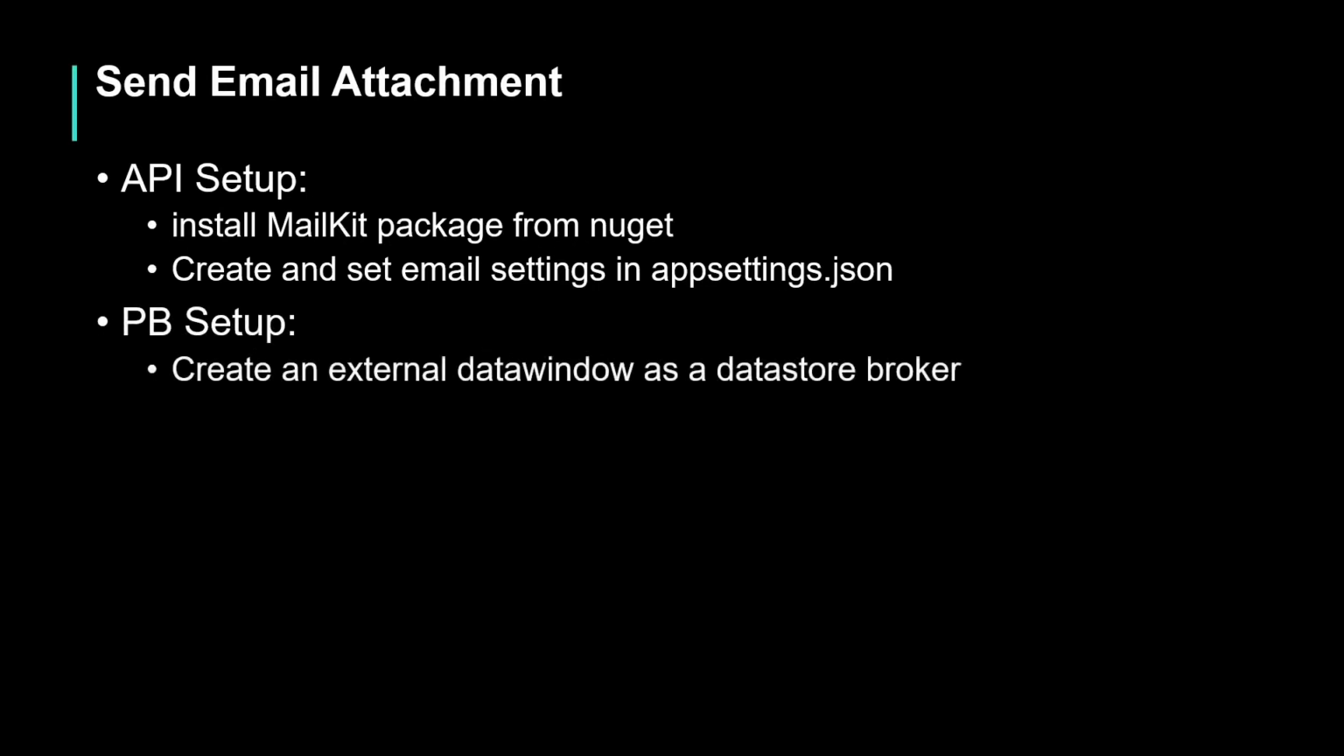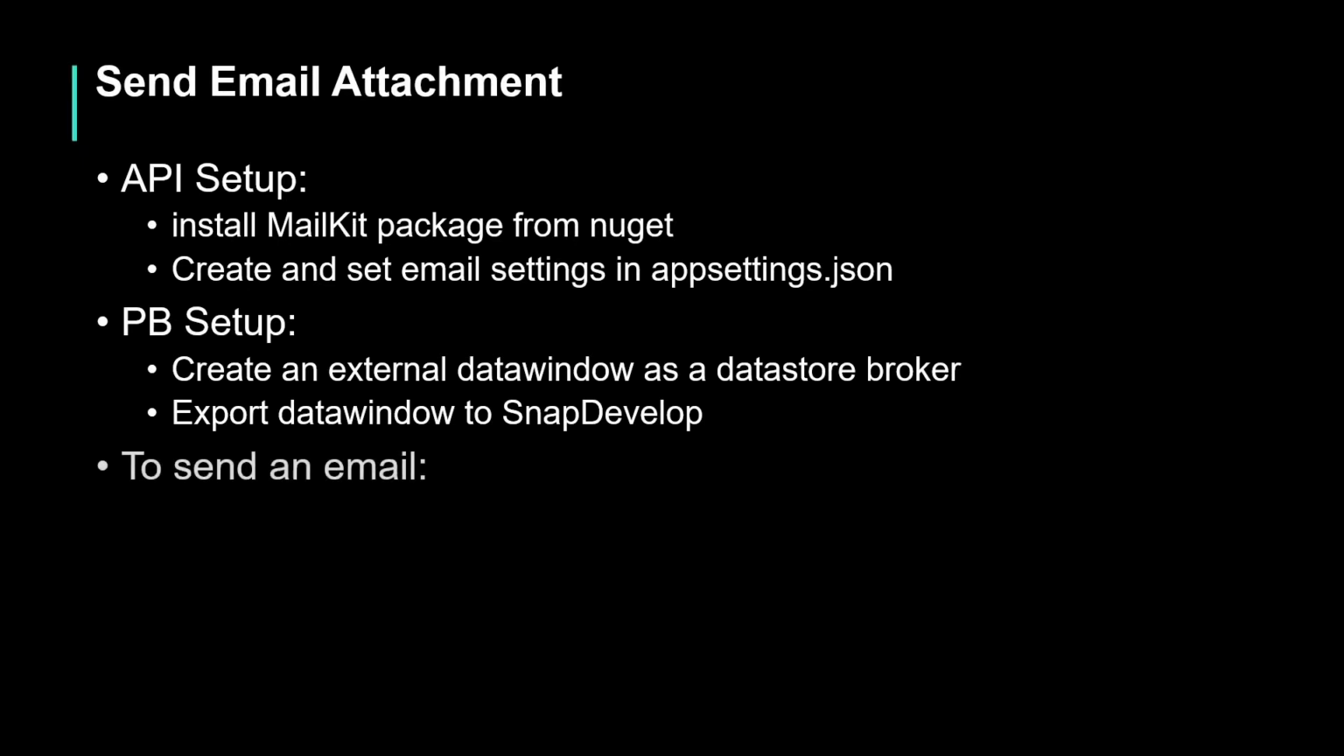On the PB side, you can create an external data window as a broker, and that would just be a series of columns that you can populate. This would include the CC information, the recipient, who it is from, BCCs, the binary data for the attachment that you want to send, the subject and body, and things of that nature. And in this case, this external data window, I exported into SnapDevelop.